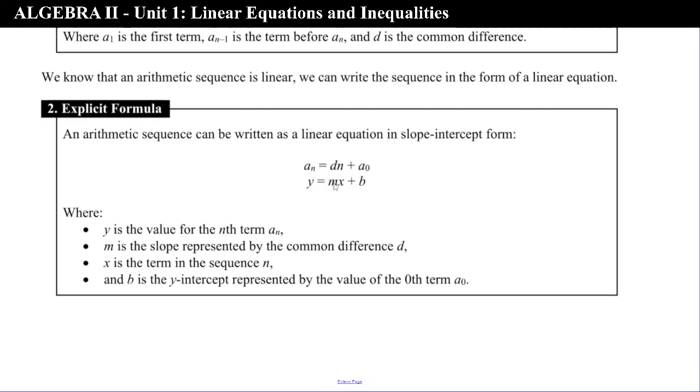Our m is our slope. Well, that's our common difference. So if you know the common difference, you know the slope. Our x value is going to be our n, so that's our term number. And you'll notice that's given in a sub n. So if you're looking for a sub 1, then your x is going to be 1. If you're looking for a sub 25, then x is going to be 25. And then your y-intercept, b, is going to be your a sub 0 term. Okay, so it would be whatever term would precede the first term. That would be your y-intercept.